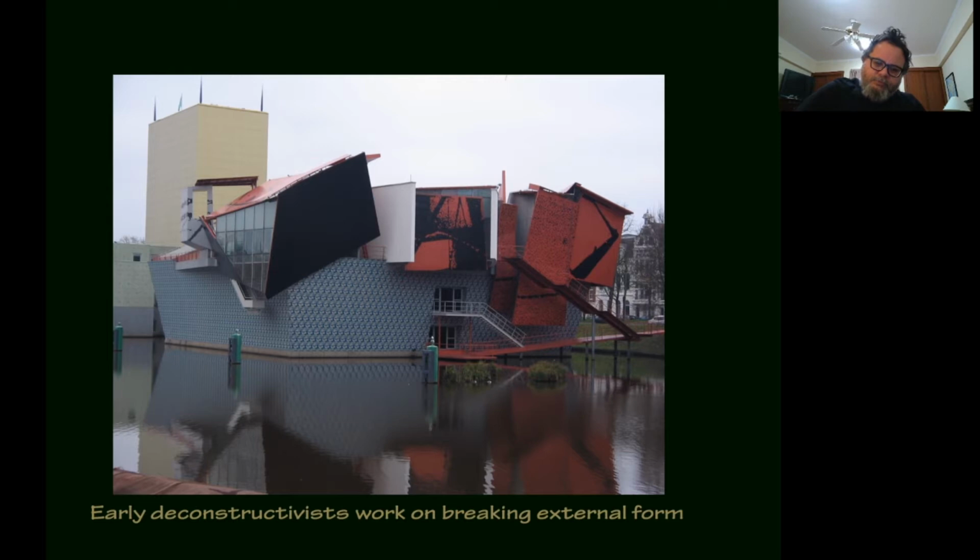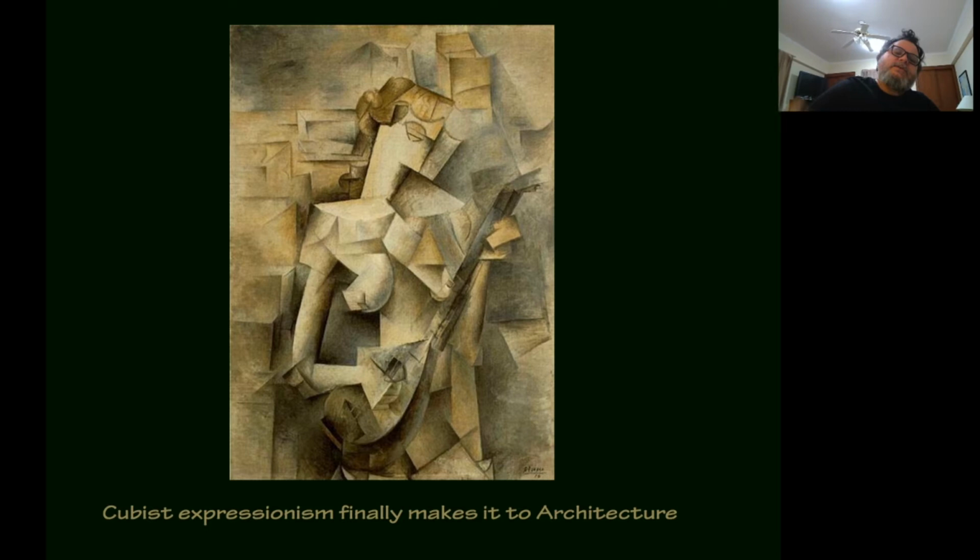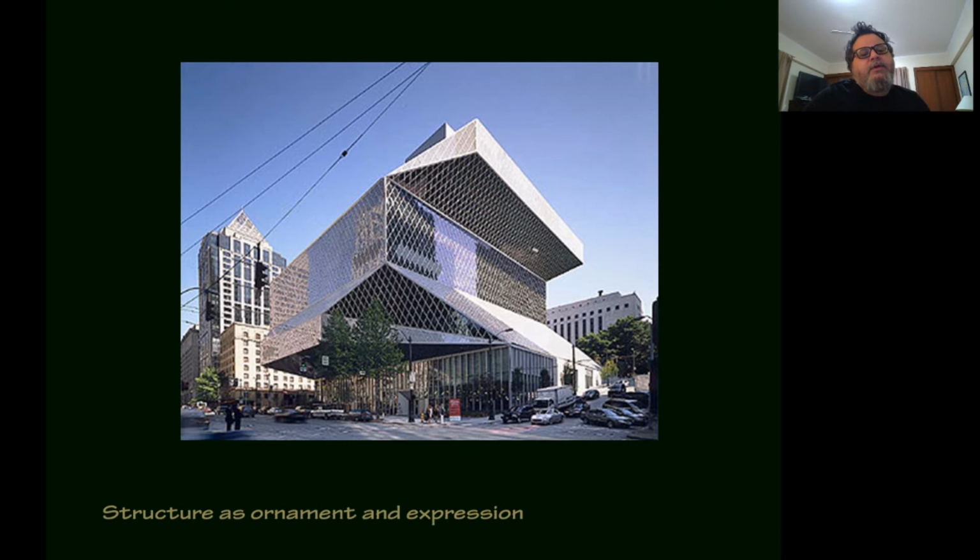And so early deconstructivists, this is early days, with breaking down external form and taking external form and making it its own art form. And I think this is where we find this connection back to these mid-century artists that we talked about last week. We talked about cubism and abstract expressionism and surrealism, that finally the same ideas that drove those artistic movements are able to find modes of expression inside of architecture. So structure is both exposed and also ornamental and expressive.